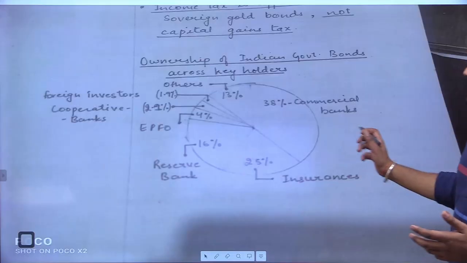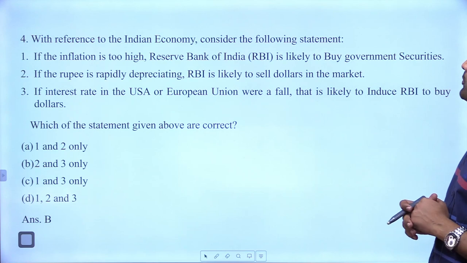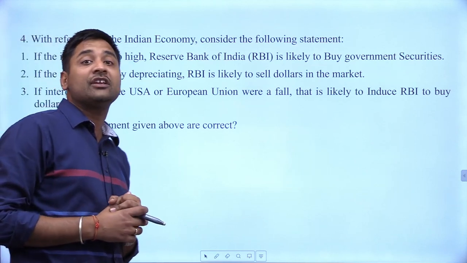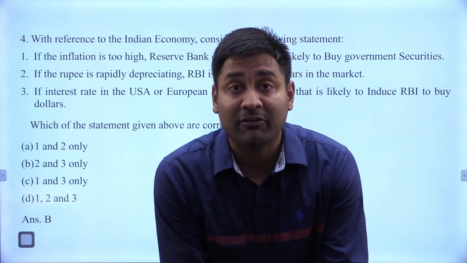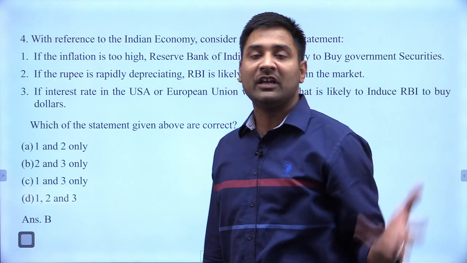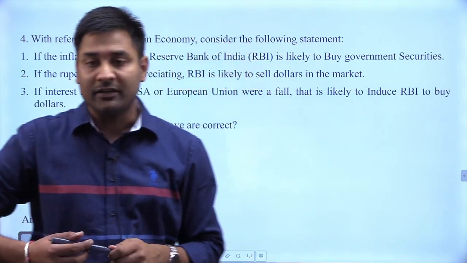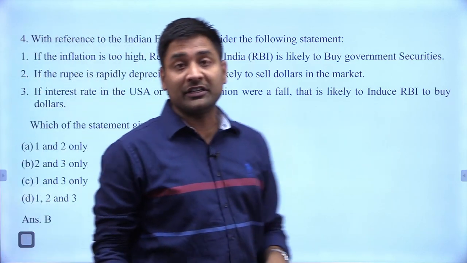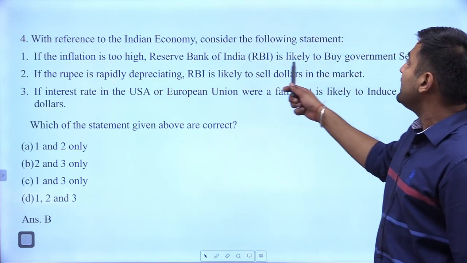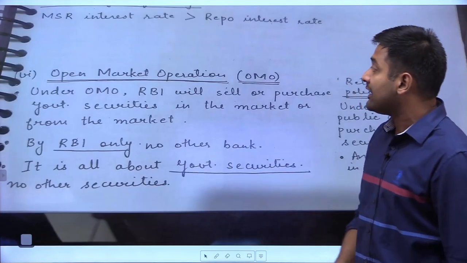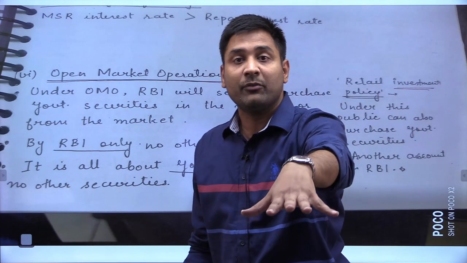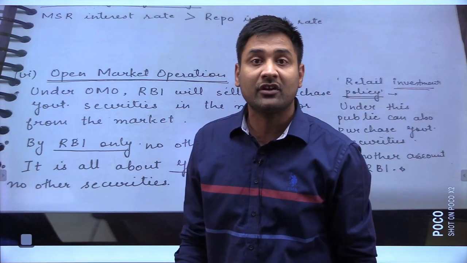Okay. So, the next question is, with reference to the Indian economy, consider the following statements. If inflation is too high, the Reserve Bank of India is likely to buy government securities. The Government of India is likely to buy government securities. It is related to your monetary policy. Monetary policy is something which controls inflation and the prices in the market. This question, again, can be solved by the elimination method. If inflation is too high, the Reserve Bank of India is likely to buy government securities. It is related to open market operations. In open market operations, the RBI can either sell government securities in the market or purchase government securities from the market.